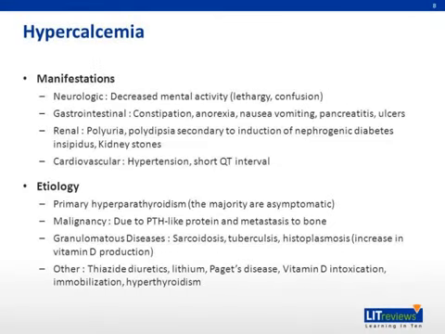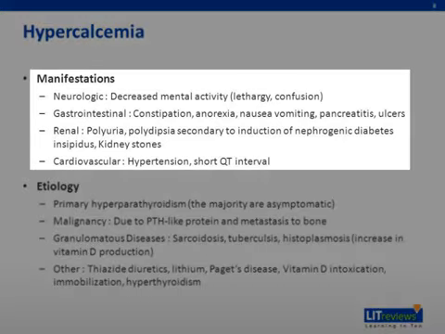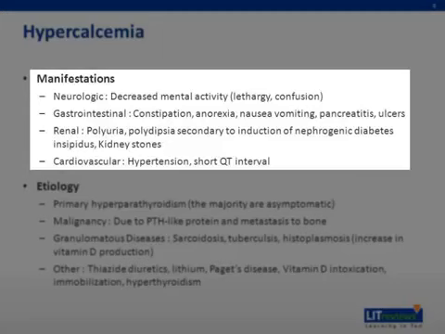Let's review the topic of hypercalcemia. Hypercalcemia may cause different symptoms in the neurologic, gastrointestinal, renal, and cardiovascular systems. In the neurologic system, hypercalcemia results in decreased mental activity, and patients might manifest lethargy and confusion. In the gastrointestinal system, hypercalcemia results in decreased bowel activity, and patients might manifest constipation, anorexia, but commonly also nausea and vomiting. Pancreatitis occurs because of precipitation of calcium in the pancreas.